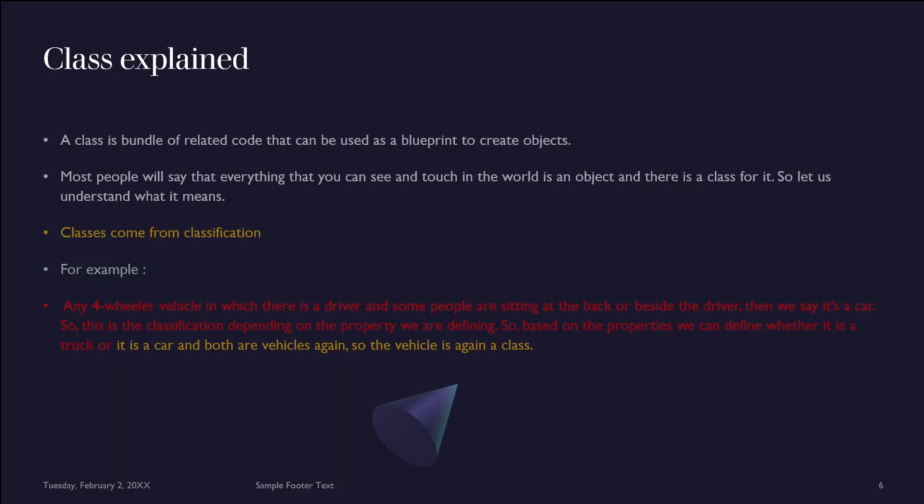Classes come from the phrase classification. For example, if any four-wheeler vehicle has a driver and some people sitting at the back or beside the driver, then we say it's a car. So this is a classification depending on the property we're defining. So based on the properties, we can define whether it is a truck or a car, and both are vehicles again. So the vehicle again is a class, meaning that both the truck and the car fall under the same category of class, and they are both the properties of that category vehicle.